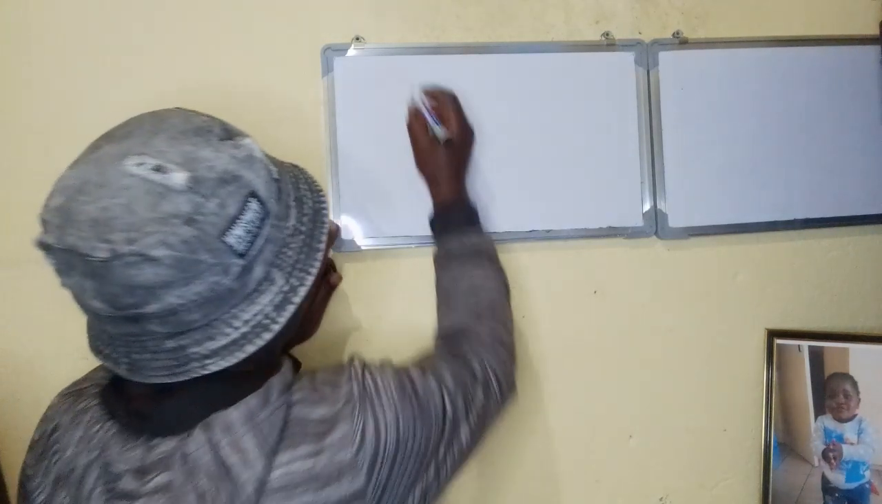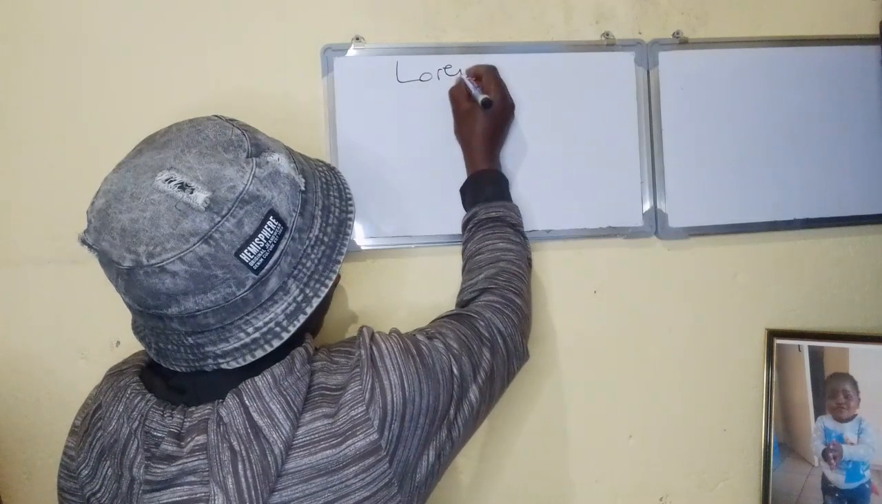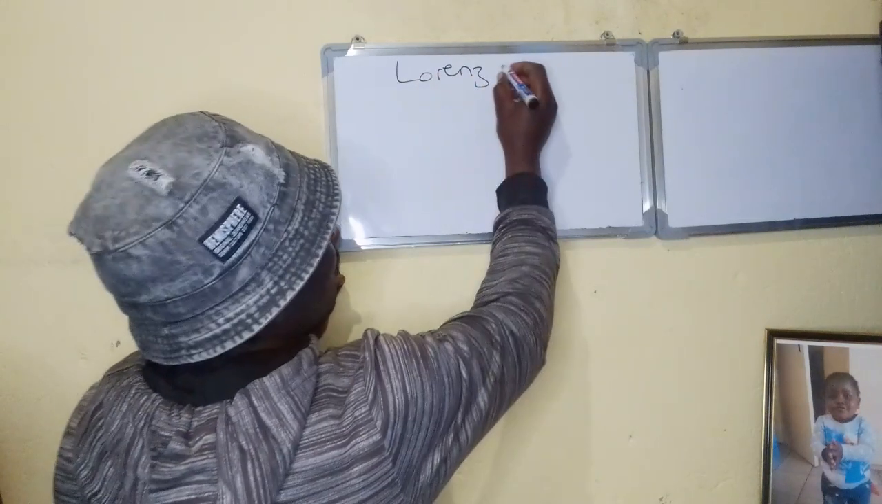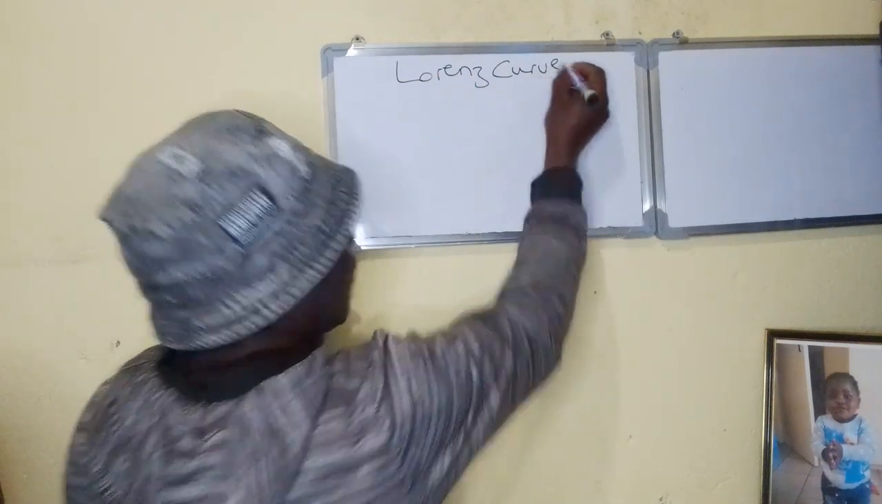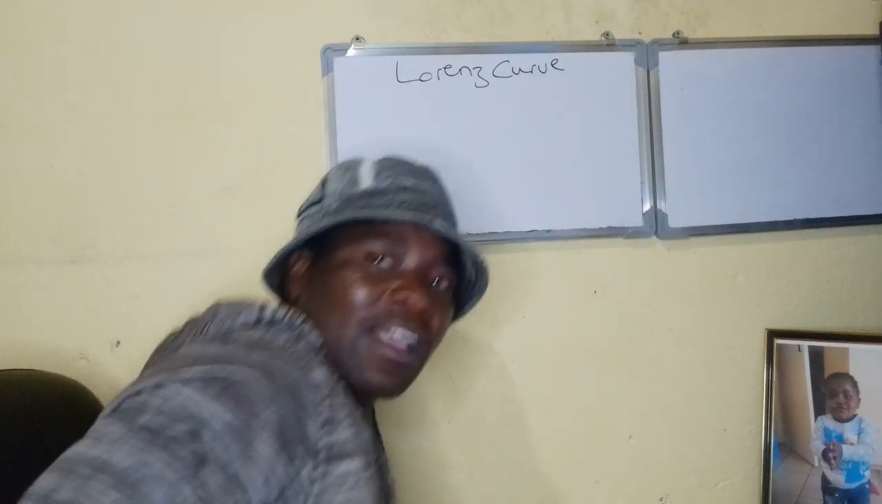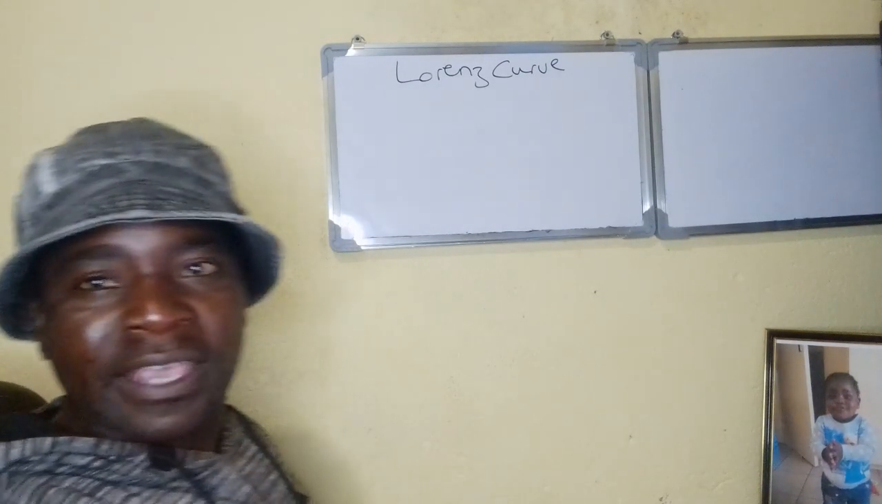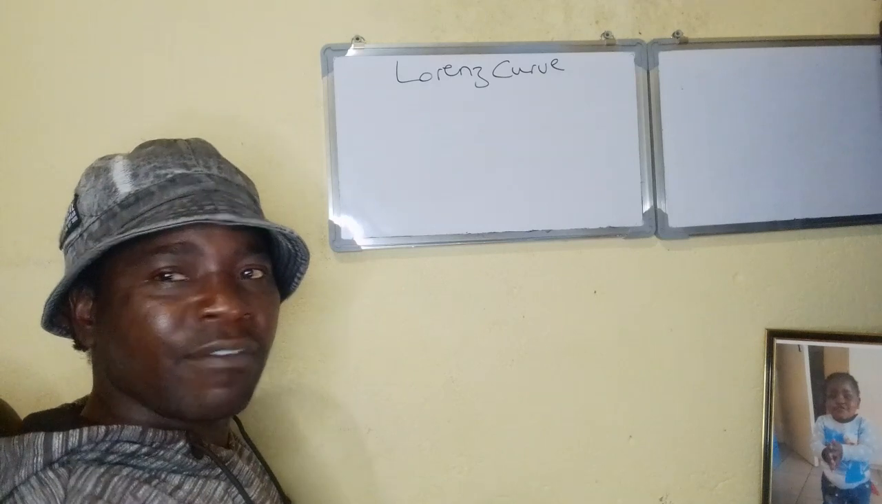How do we then measure inequality or equality? We measure equality using the Lorenz curve. That's the first one. This one they like. Always pay attention to it. Lorenz curve. And again, these are some free marks in the assignment. You have the Lorenz curve in the assignment.